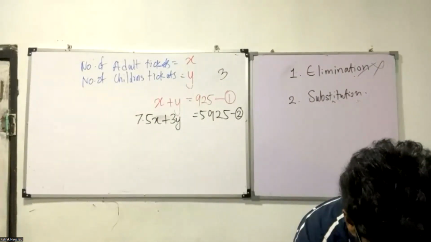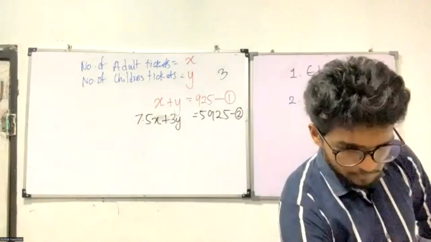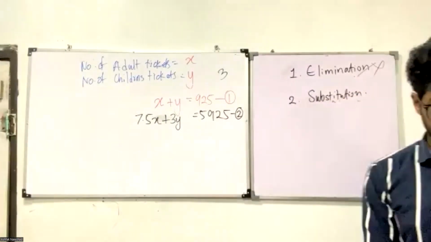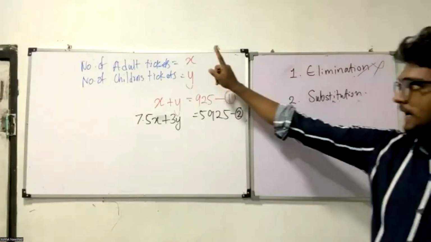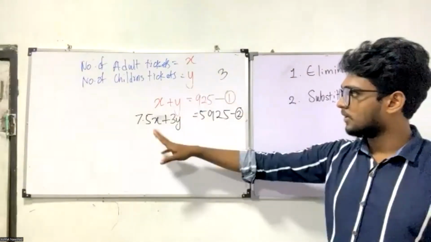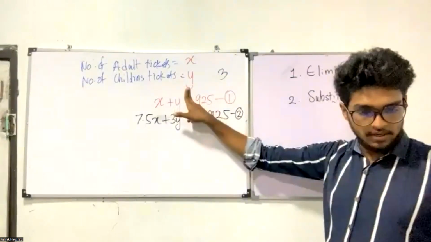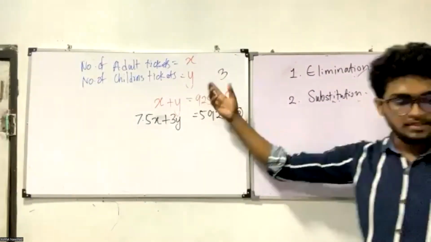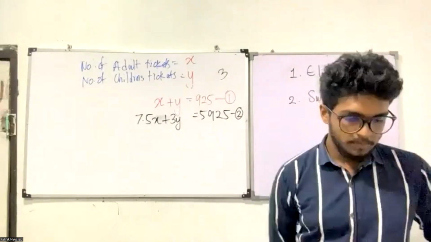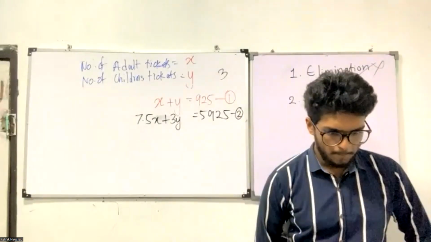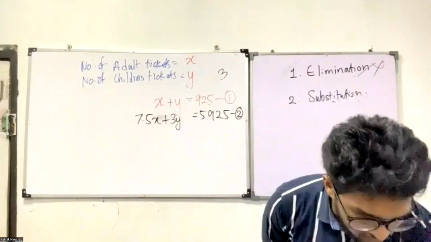Good. I have received some values. They are asking for the number of tickets, right? Not the ticket prices. An adult ticket is $7.5 and a children's ticket is $3. That's known. They're asking for the number of tickets. Two people have answered correctly. Three people.